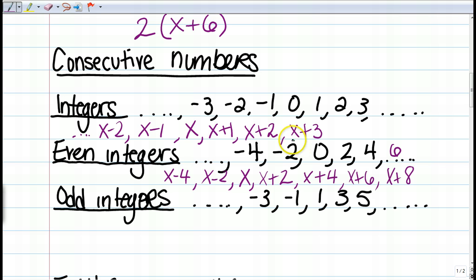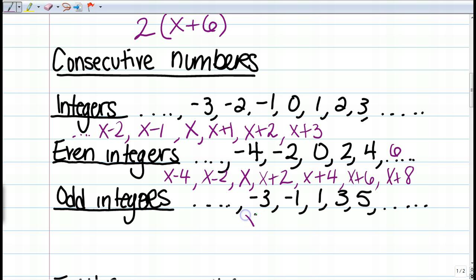So for example, if I started with negative 2 for x, I'd have negative 2 plus 2 is 0, negative 2 plus 4 is 2, negative 2 plus 6 is 4, negative 2 plus 8 is 6, and so on. So again, it doesn't matter what x is, you will always get consecutive even integers if you are adding by 2 each time. Let's look at odd.